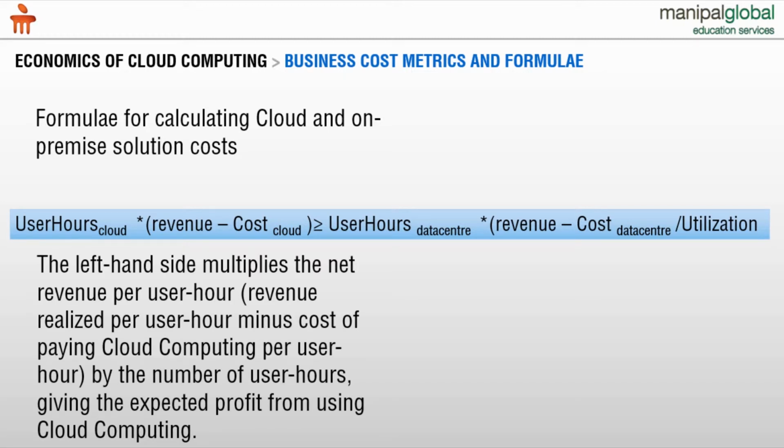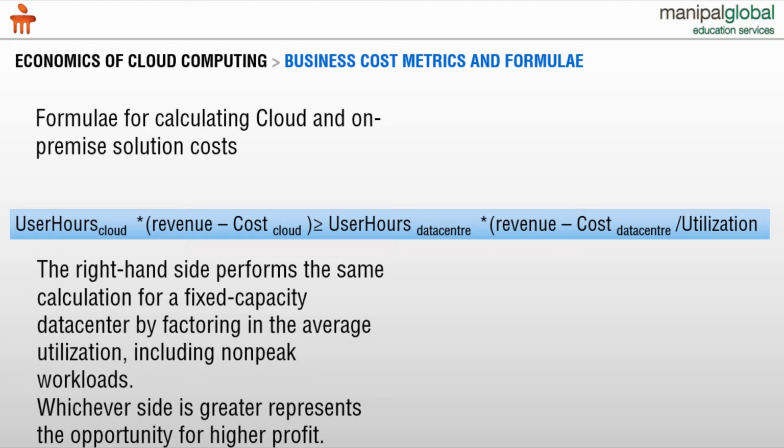On the left hand side, we are multiplying the net revenue per user hour, the revenue realized per user hour minus the cost of paying for cloud computing per user hour, by the number of user hours, giving the expected profit from using cloud computing.